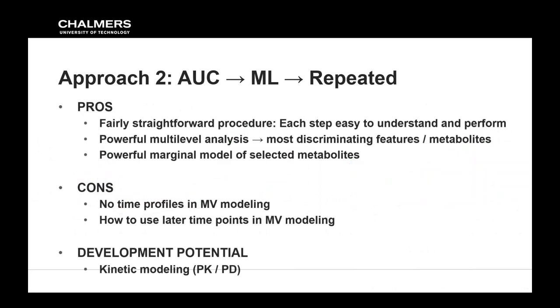So the pros, just to reiterate, it's a fairly straightforward procedure. Each step is relatively easy to understand and perform. It's combining into area under the curve, performing multi-level analysis, and then performing repeated measures on the selected metabolites. So each step is rather powerful in itself.